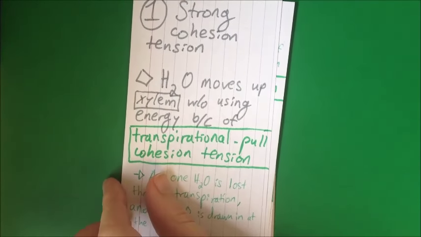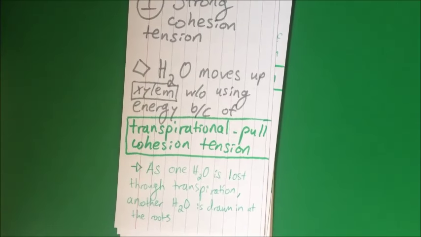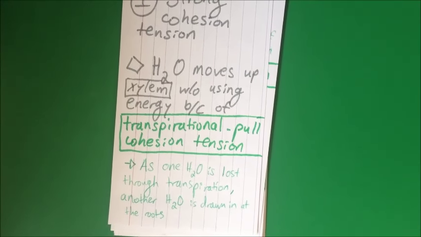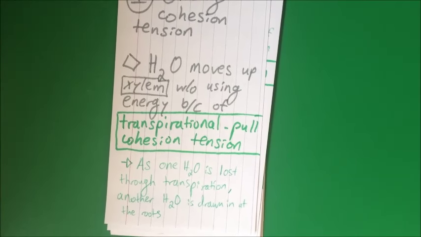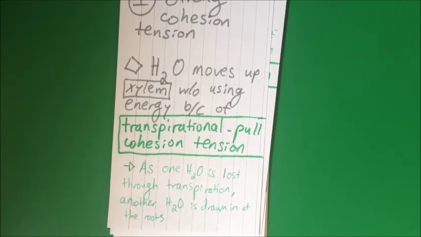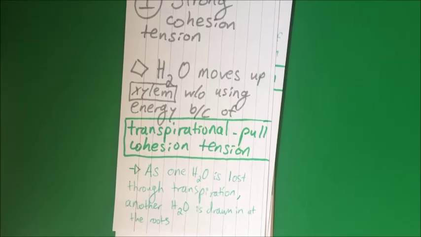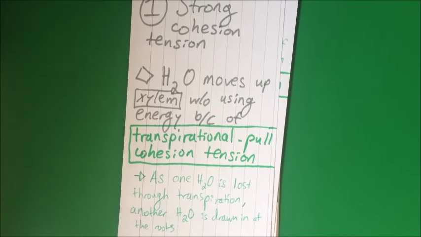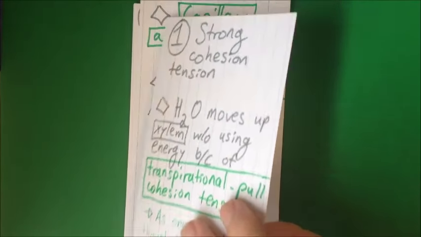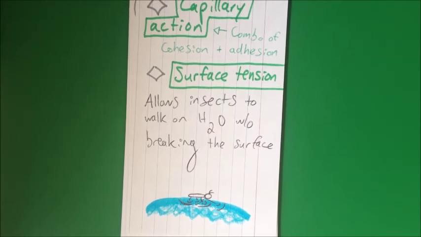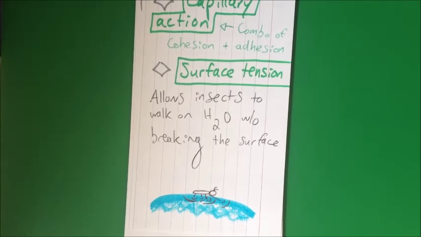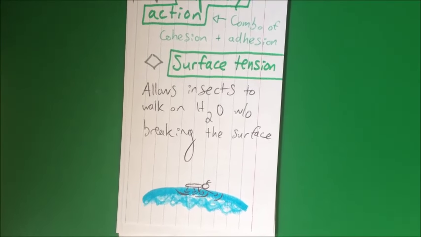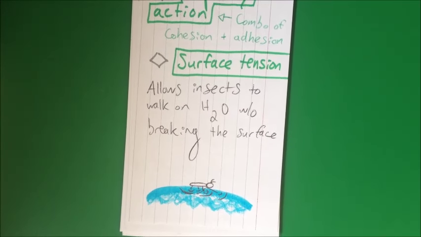The first property, water's strong cohesion tension, causes H2O to move up xylem without using energy. More specifically, transpirational pull cohesion tension occurs as one H2O molecule is lost through transpiration, and another H2O is drawn in at the roots. Cohesion tension also causes water to perform capillary action, which is a combination of cohesion, when molecules stick to other identical molecules, and adhesion, when molecules stick to other dissimilar molecules.